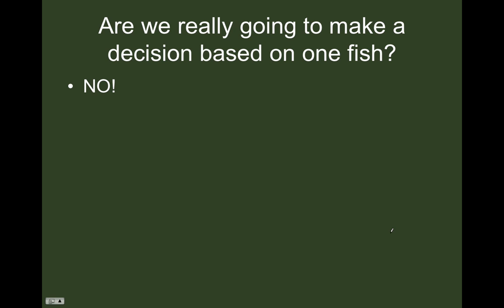For example, one of the reasons I like to talk about salmon as an example is because in Humboldt County, the salmon fishery is part of the economy, and there's always a lot of debate.